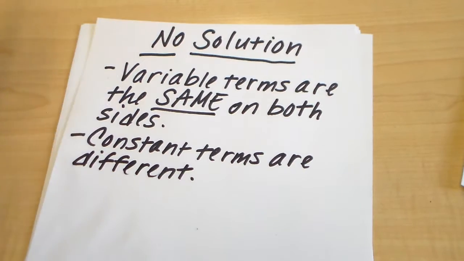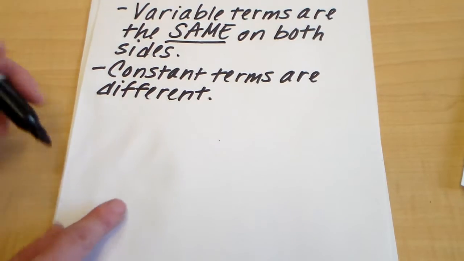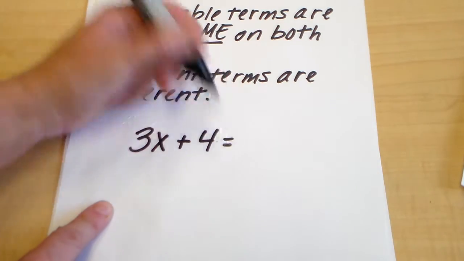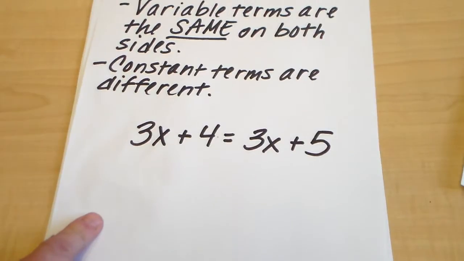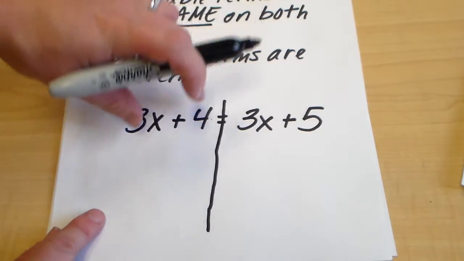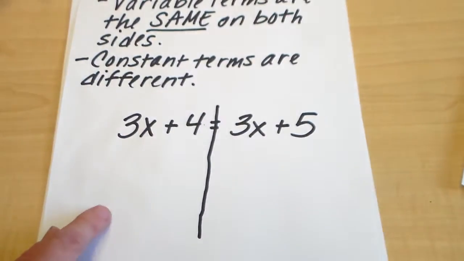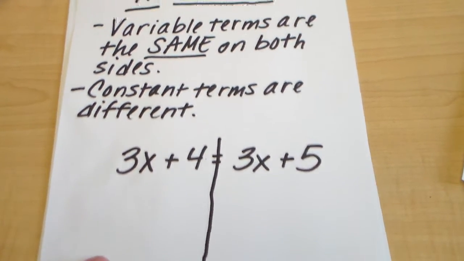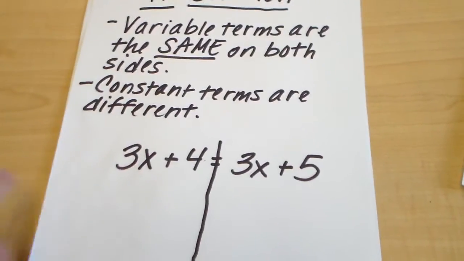So variable terms same, constant terms different, and that's going to tell me that there's no solution for my problem. Let's try this one. 3x plus 4 equals 3x plus 5. When I look at this, I can clearly see again, equation split down the middle. It's not problem equals answer, it's problem equals problem. So I know that I have to probably solve for x, but before I do that, let's see how this proves that there is absolutely no solution.